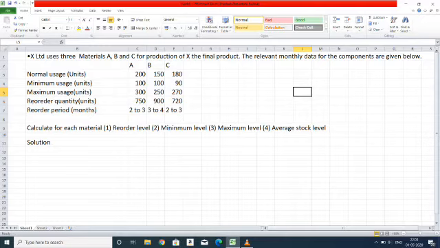Then reorder period in months: A 2 to 3 months, B 3 to 4 months, and in case of C 2 to 3 months. Calculate for each material reorder level, minimum level, maximum level and average stock level.